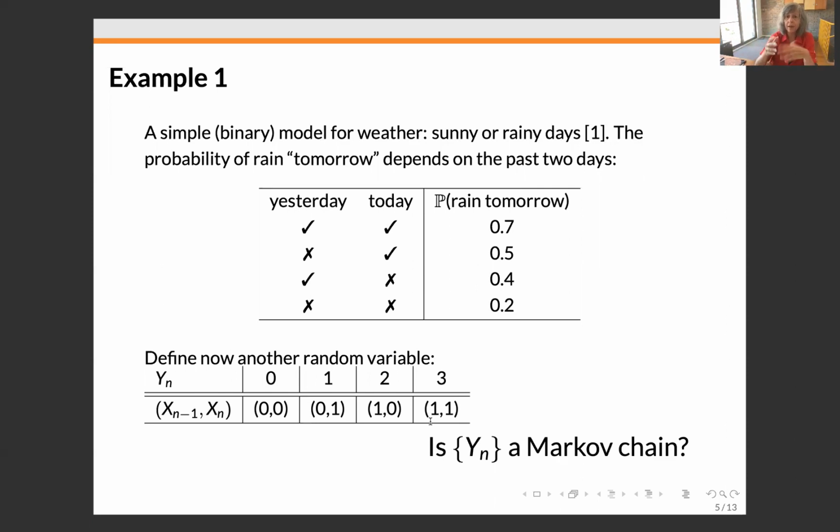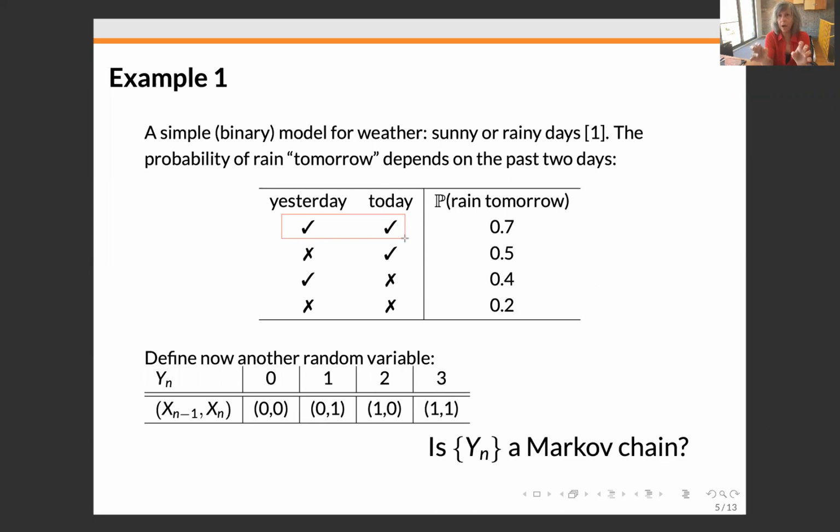It turns out that if Yn is a given pair, then Yn+1 cannot be any one of the states. If we are looking at this particular outcome, it would say that for Yn, we had rain yesterday and rain today. So that's the state (0, 0). Now, where can we go from here? What would be Yn+1?